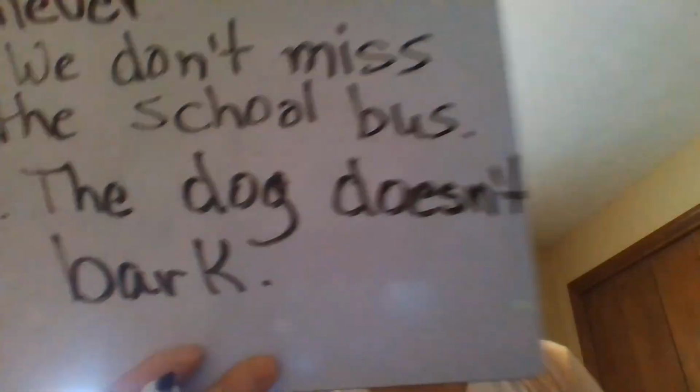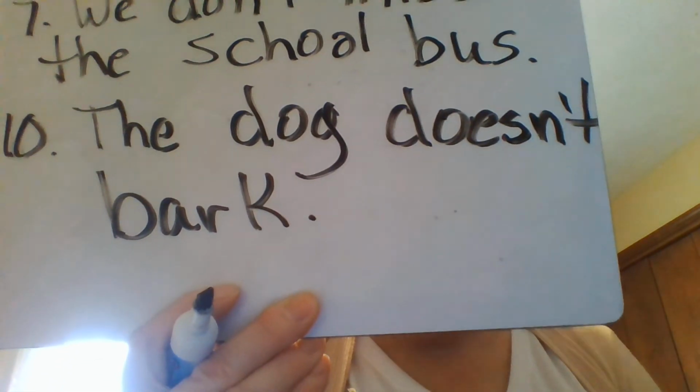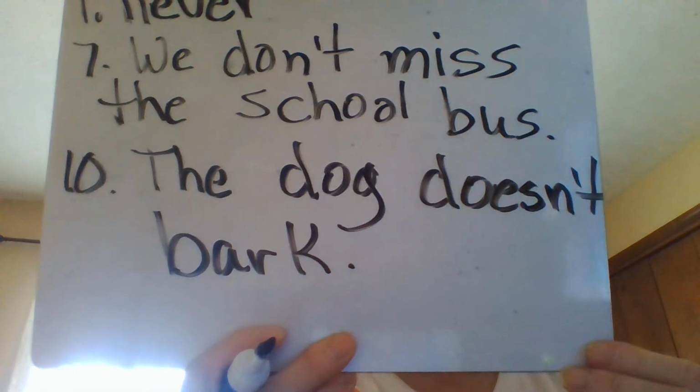The dog doesn't, and apostrophe T, bark. Period. The dog doesn't bark. We're making it into that negative idea. And then I want you to do the same with 11 and 12. So for your response, I want you to read me sentence 8, 9, 11, and 12. So I can see that you understand how not to use a double negative and how to make a sentence from a positive to a negative idea correctly. All right. Talk to you tomorrow.